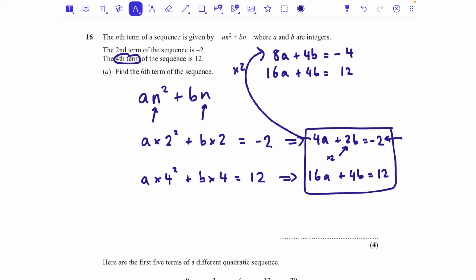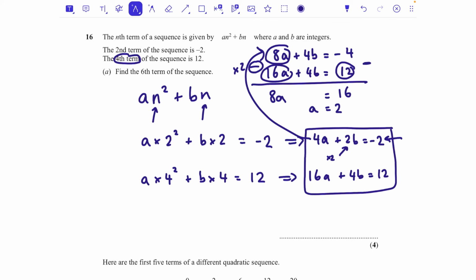Now then, we want to cancel those out. We've made them the same, so we can cancel them out. And here I'm actually going to do the bottom number take away the top number. So 16a take away 8a is 8a. And because I've done bottom take away top, the b terms are gone. That's what we wanted to happen. 12 take away -4, minus makes a plus, so that is 16. So if 8a equals 16, then dividing by 8, a must equal 2.